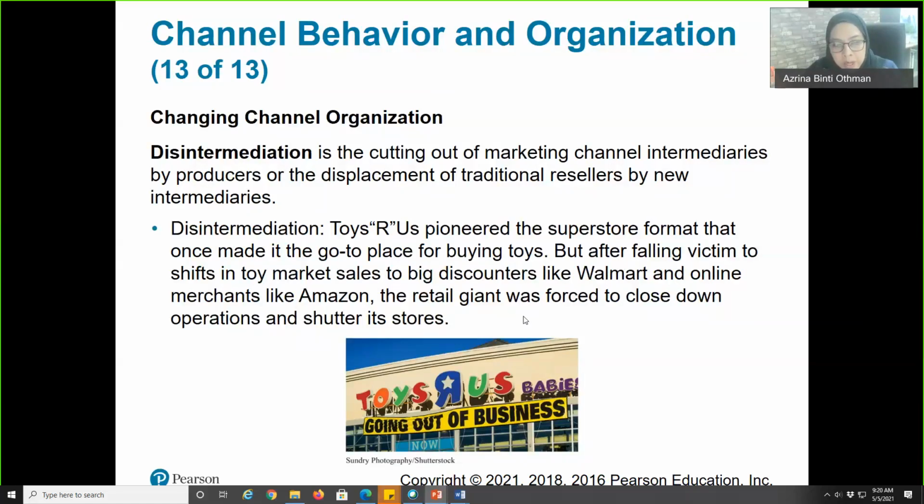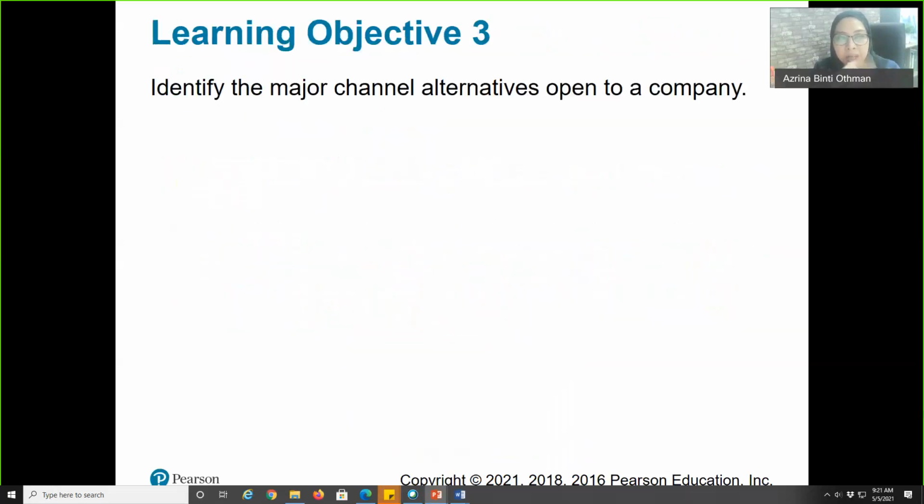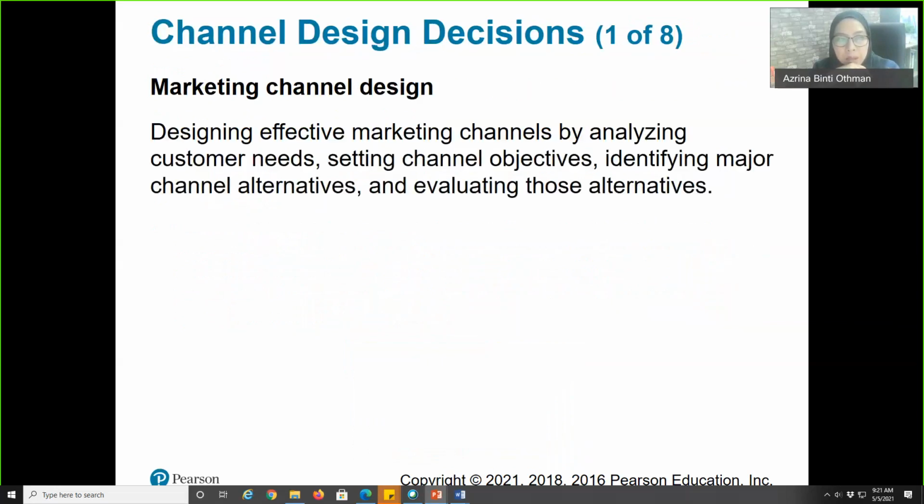They need to close down the operation and shutter its store because of the big discounter Walmart and then online merchant Amazon. So this is what we call disintermediation, cutting out the marketing channel intermediaries by producer, or displacement of traditional reseller by new intermediaries. Okay, sebab kita terpaksa tutup kerana datangnya online tadi, online merchant. Datang lagi big discounter, for example like Walmart. Big discounter ni adalah seperti retailers ataupun wholesalers lah. Discount store. Kita panggil discount store. Okay. Yang lebih murah berbanding toys dekat Toys R Us. Okay. How to identify major channel alternative when you open a company? So, you need to design, okay?